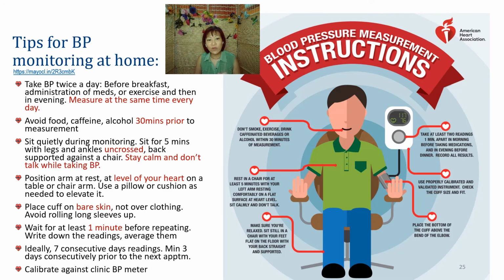Remember to ask them to avoid food, caffeine and alcohol intake about 30 minutes prior to measurement. Sit quietly, and during monitoring, sit for about 5 minutes with the legs and ankles uncrossed. Very commonly you see patients with their legs or ankles crossed, and the back should be supported against a chair. They need to stay calm and not talk while taking blood pressure. You've seen people who fling their arms around and talk to people when the blood pressure is being measured. That will cause an overreading of the blood pressure. I remember having very talkative patients like that, and the blood pressures are always very hard to take because they fling their arms around.